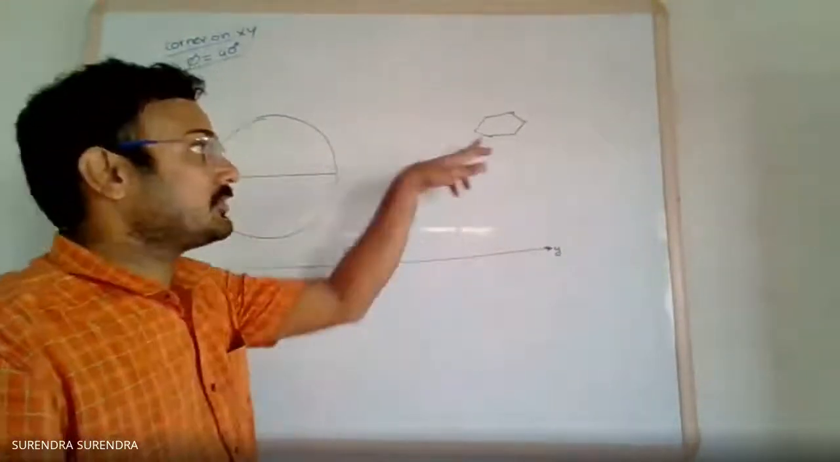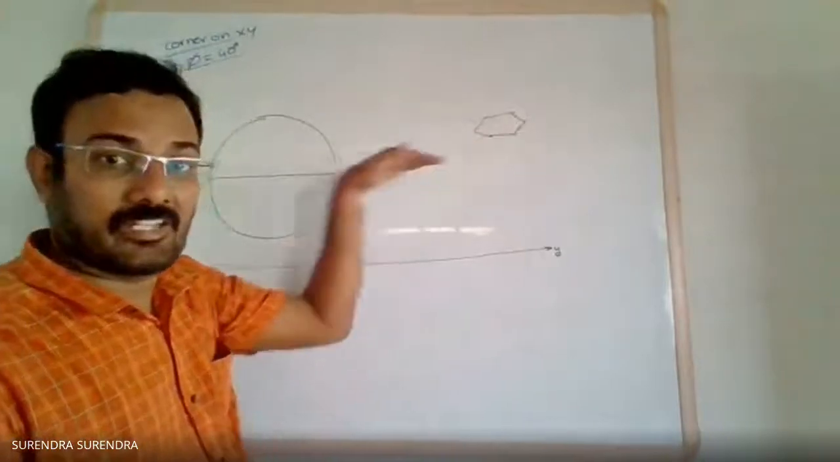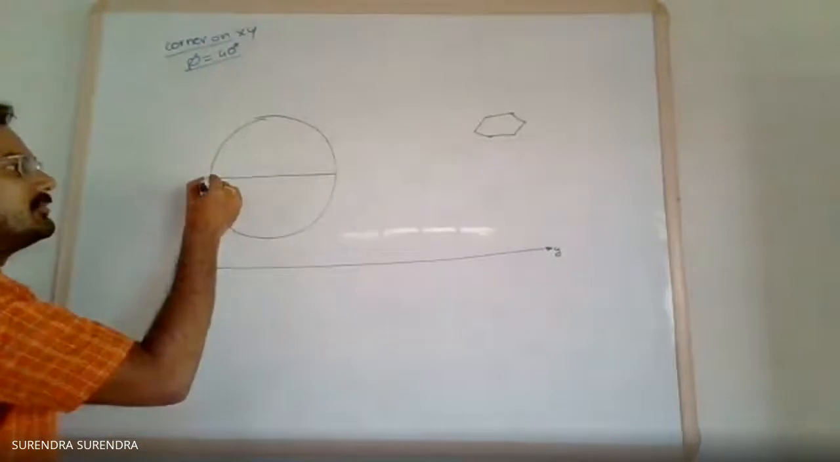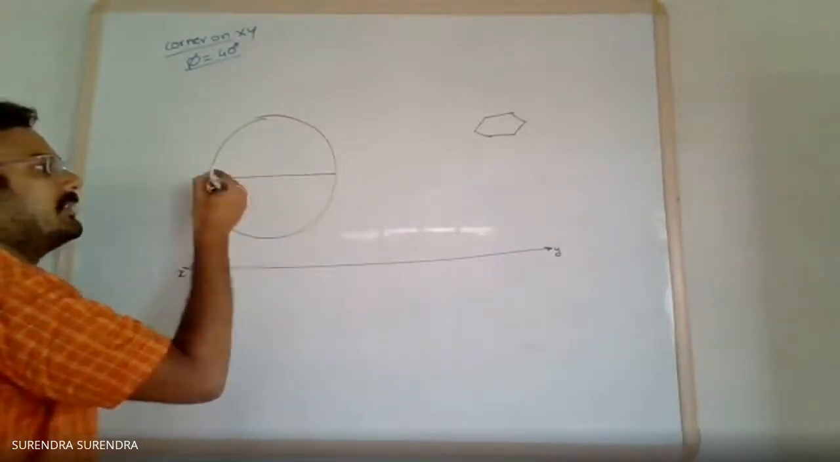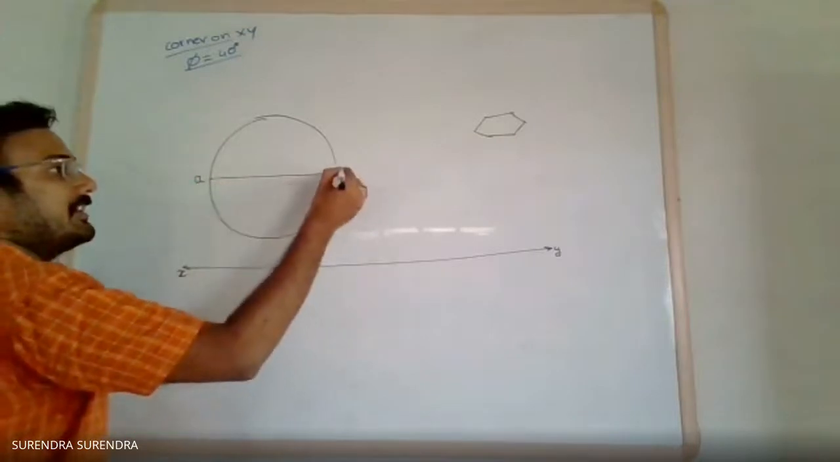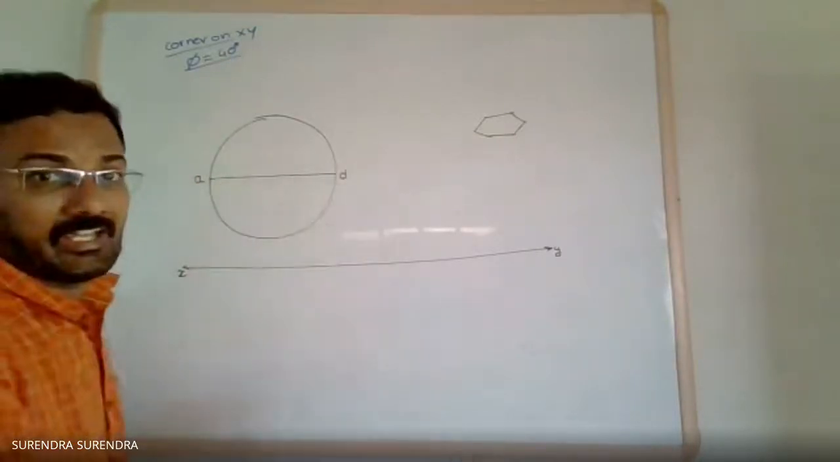So two sides should be horizontal, so first draw the horizontal diameter line. No need to mark the end points, but if you want to mark, let this be A and let this be D. Mark A and D below.